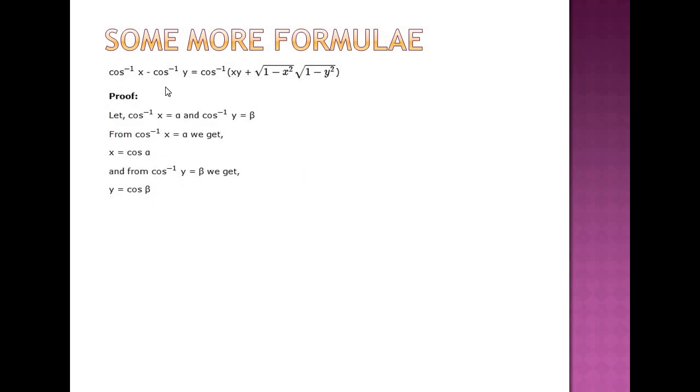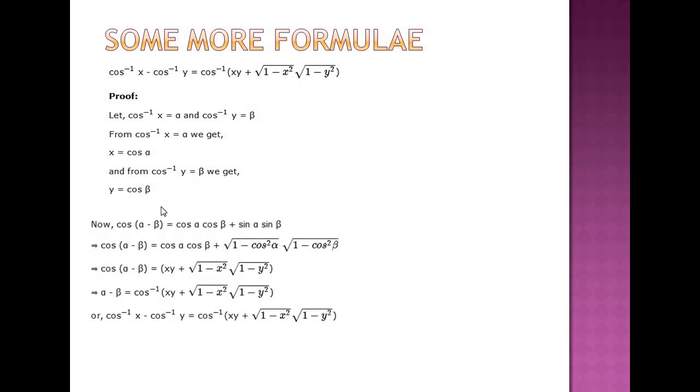Same again, how to prove this? Cos inverse of x you can take as alpha, cos inverse of y you can take as beta. From this x equals cos alpha, from this y equals cos beta. Then you can use the formula of cos of alpha minus beta, which is cos alpha cos beta plus sin alpha sin beta. So cos of alpha minus beta is cos alpha cos beta plus sin alpha, written as under root of 1 minus cos square alpha, and sin beta written as under root 1 minus cos square beta.